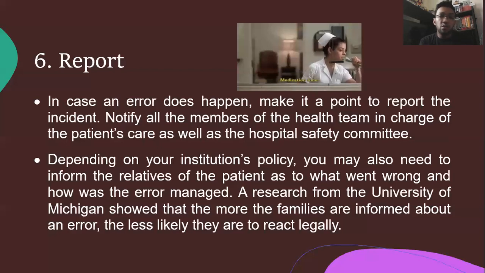Depending on your institution's policy, you may also need to inform the relatives of the patient as to what went wrong and how the error was managed. A research from the University of Michigan showed that the more the families are informed about an error, the less likely they are going to react legally. So you need to inform the healthcare team, the hospital, and even the patient and the family members of what has happened. Or else we are putting our licenses on the line if we haven't reported the error in medication immediately.